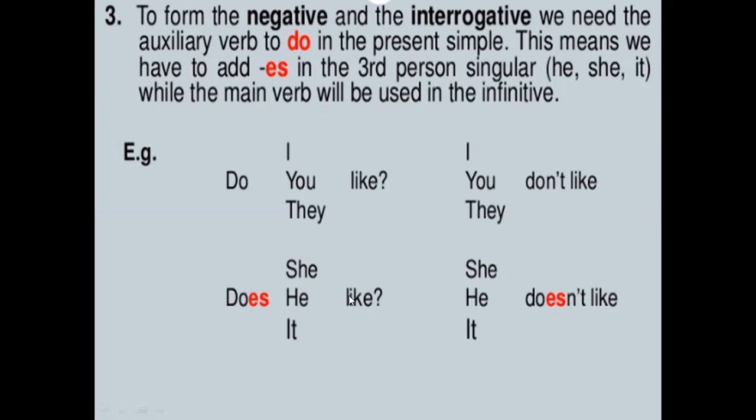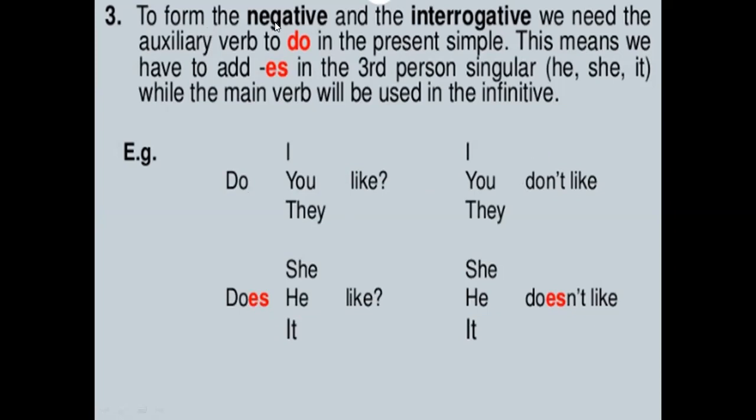One important reminder here: when you have the auxiliary verb does, you don't have to put s at the end of the verb. Okay, that's the rule. If you have the auxiliary verb does, you don't have to put s at the end of the verb. Take note. Now, on the right side, we have what we call the negative sentences.